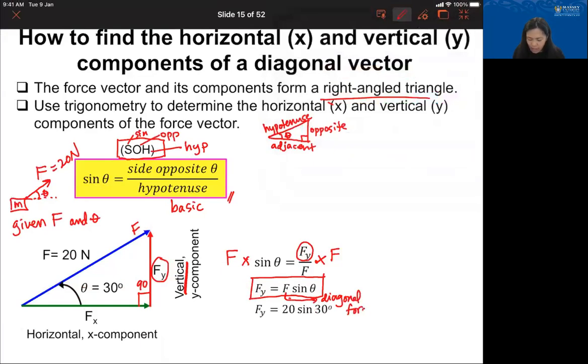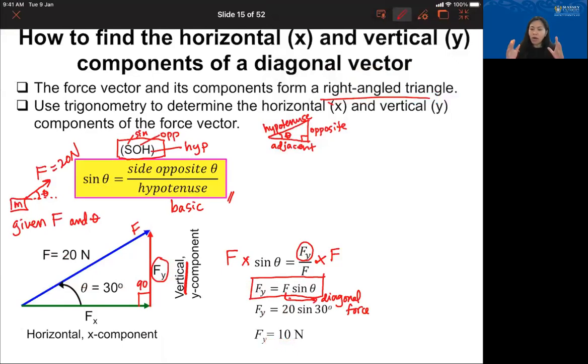Diagonal force, which is actually given to be 20 newtons, and you multiply that with the sine of the angle. So the Y component for this diagonal 20 newton force is equal to 10 newtons. All right, 10 newtons.